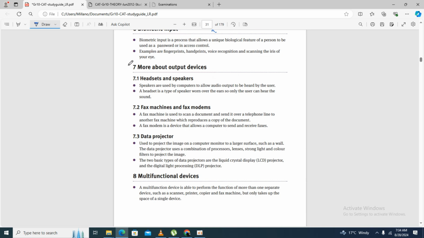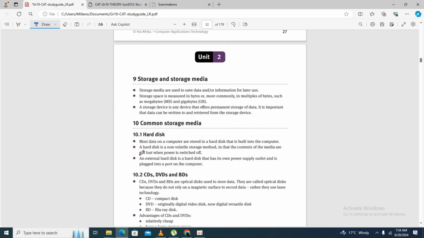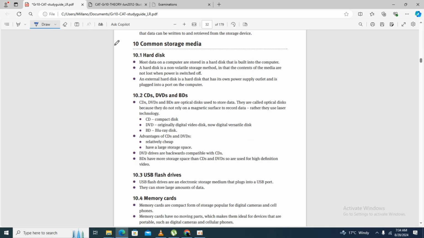Headsets and speakers, these are all output devices. Just make sure that you go through them and try to get as much information as possible. And here's another one, guys.